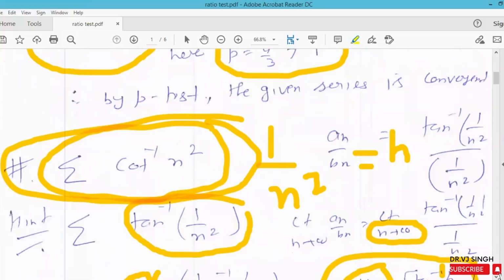This I have only given as a hint, you should do this yourself, I have only given a hint on how to convert. You have to read this question one time, okay? Otherwise it is very difficult to solve. So I take this example, cot inverse n square. Clear?